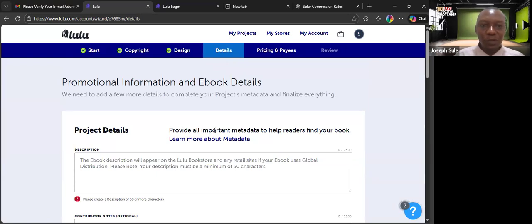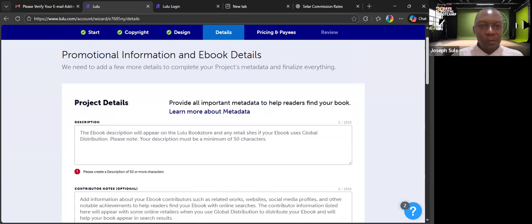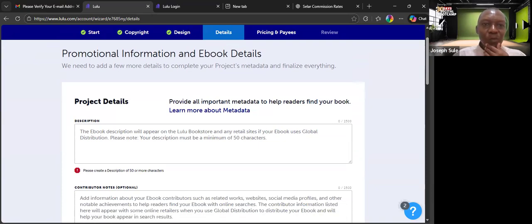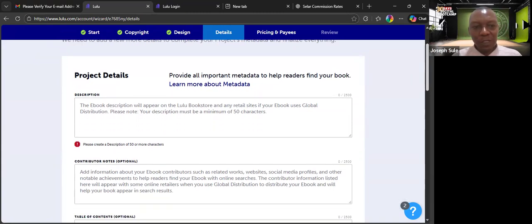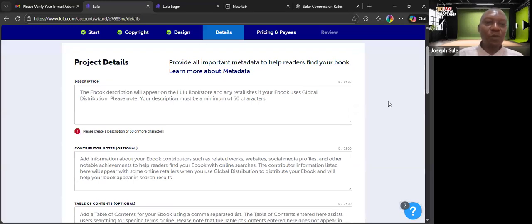So before you publish, make sure you have your book ready, your book cover design ready, and all your information ready. Okay. So now, promotional information and ebook details. We need to add a few more details to complete your project's metadata and finalize everything. So this is my book Speaking in Tongues, or this is my client's book Speaking in Tongues. What is the book all about?